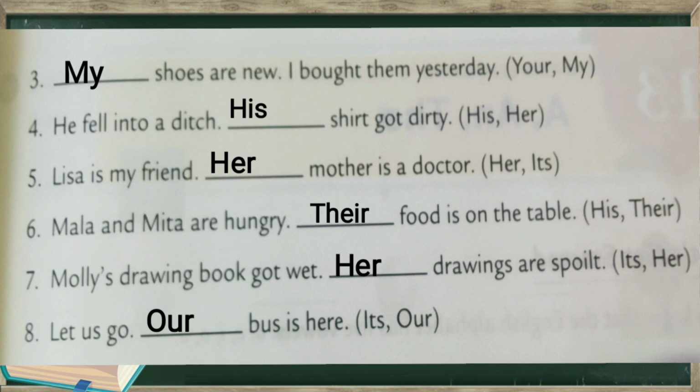Molly's drawing book got wet. Dash drawings are spoiled. So Molly is a girl. So if it is a girl, we use the word her. So Molly's drawing book got wet. Her drawings are spoiled.